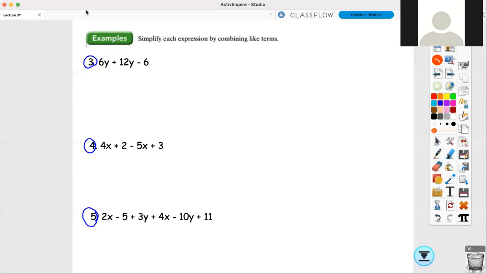I have a question. For number 4, it says 4x plus 2 minus 5x plus 3. Would you do the 4x minus 5x, because it's in front of the 5? That is correct, Jennifer. The 5x is minus or negative, so that is taken away. That x term is negative. That is correct.